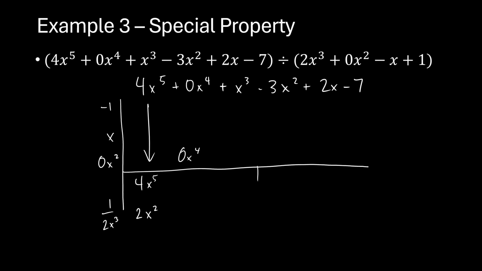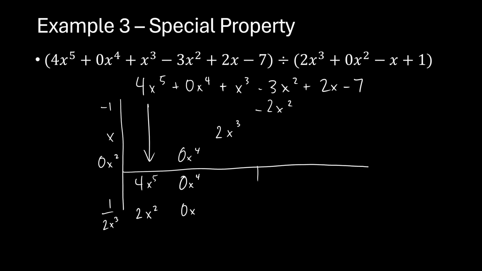2x squared times x is 2x cubed, and then 2x squared times the negative 1 gives us negative 2x squared. Add the column of the x to the 4ths, and normally you would do that anyways because they're like terms. So that would be 0x to the 4th. Divide by 2x cubed, and that gives us 0x.